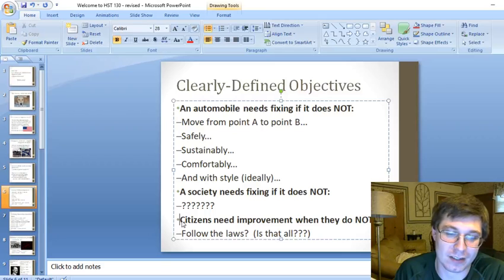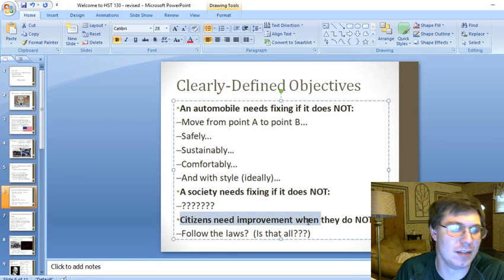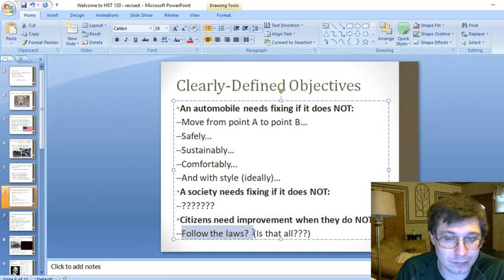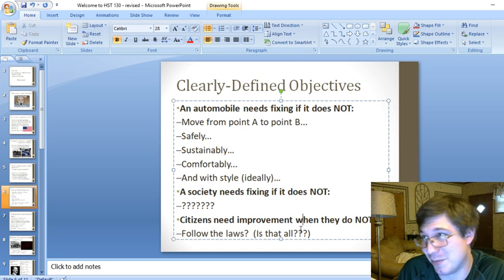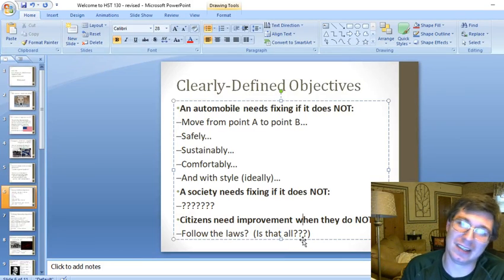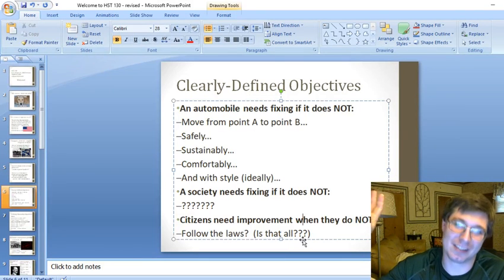And citizens. Can we say that citizens need improvement when they do not do what? Follow the laws? Is that all we expect citizens to do, is follow the laws, not break the law? Is that all? As we'll see later on in the presentation, I think it's very possible for someone to be a subpar citizen, or even a very, very bad citizen, even if they follow the letter of the law and never break a single law.